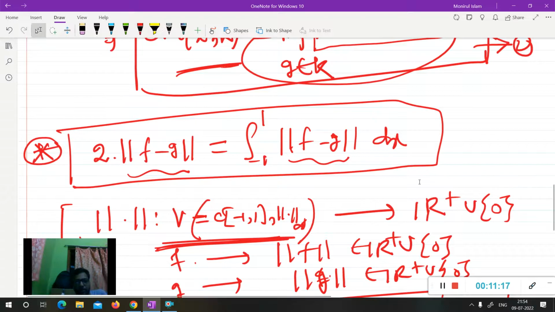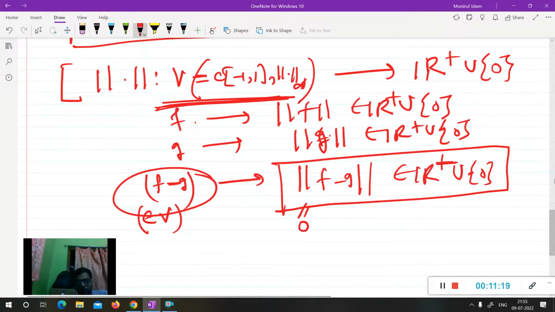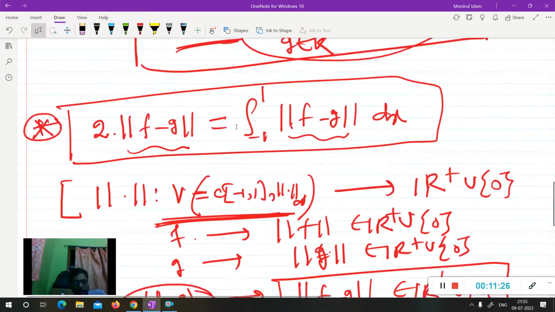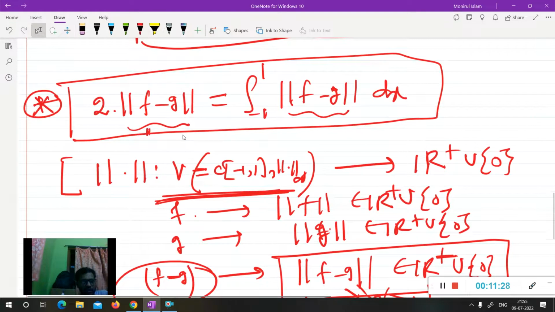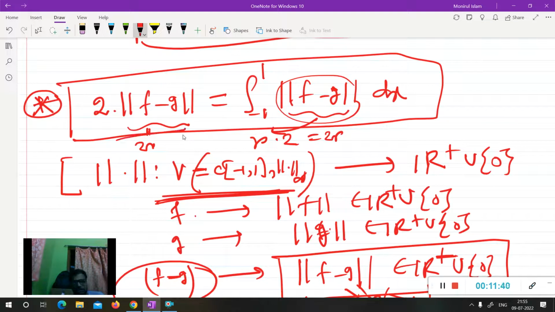But suppose it's a positive real number. Then in the left hand side you get 2r, and on the right side it is a positive real number r, so integrating it will give 2r. So each side is equal. In any case, if it is 0, then the equality holds. If it is a positive real number, then also the equality holds. So it is true, always.